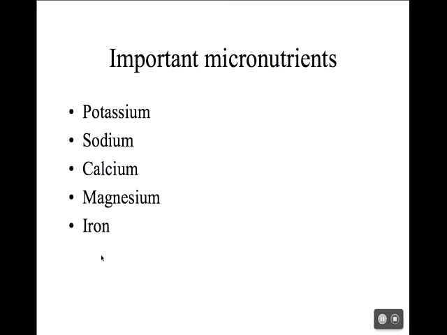I want to remind you that micronutrients are not generally part of the structure of the cell, but instead micronutrients are usually needed as cofactors for enzymes. So enzyme number 1 does some important job in the cell, but it only works right if it has a molecule of potassium added into it. It doesn't function without that potassium.